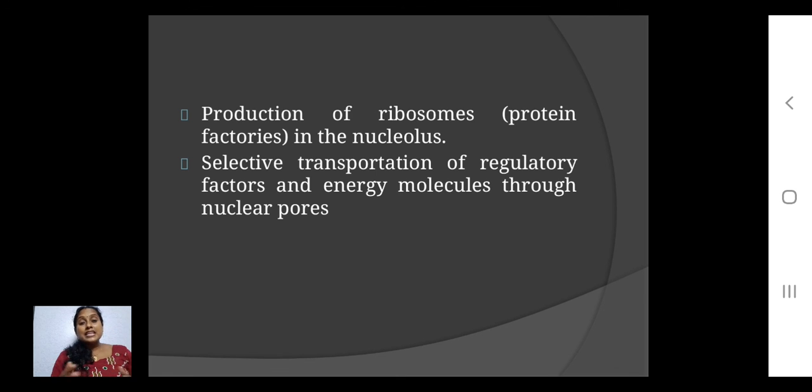So transportation is very important during cell division and in all the processes, like the development and maturation stages of the cell. Everywhere, the cooperation of the other organelles or components of the cell is important. The proper regulation of the factors and energy molecules is helped only through the presence of the nuclear pores. So this is about the functions.